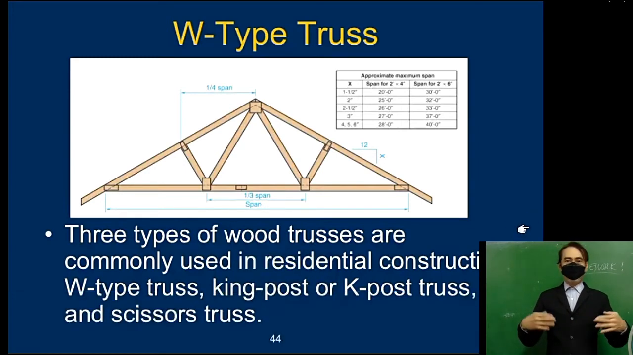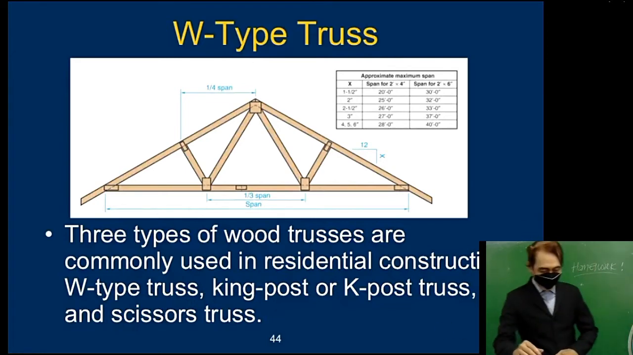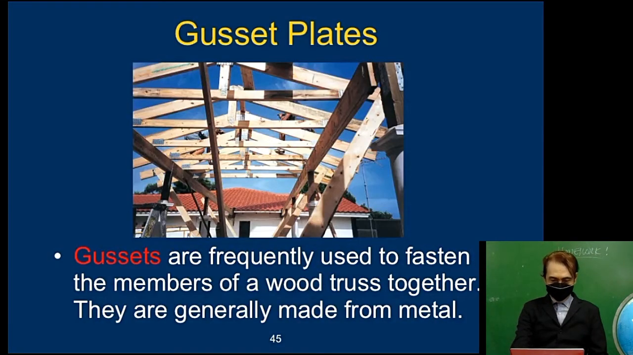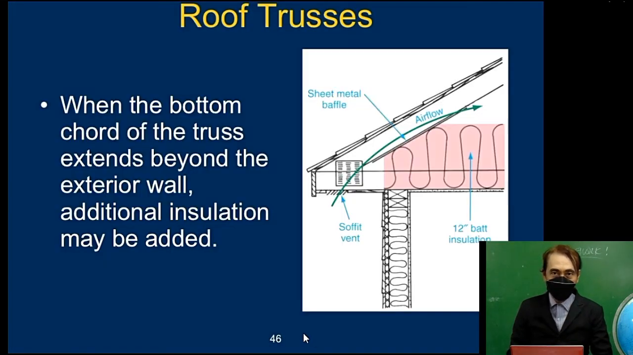Three types of wood trusses are commonly used in residential construction: W-type truss, king post or K-post truss, and scissor truss. The gusset plates. Gussets are frequently used to fasten the members of the wood truss together. They are generally made from metal. So here it is, guys, right here. To add support or fasten the wood truss together, use the gussets.